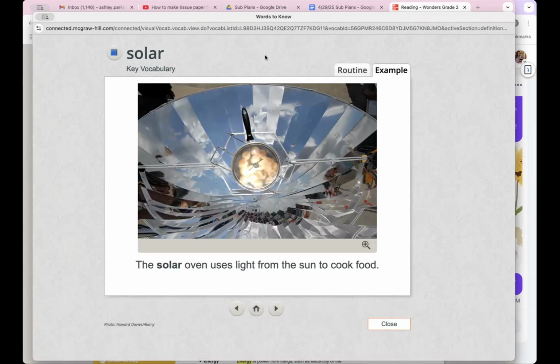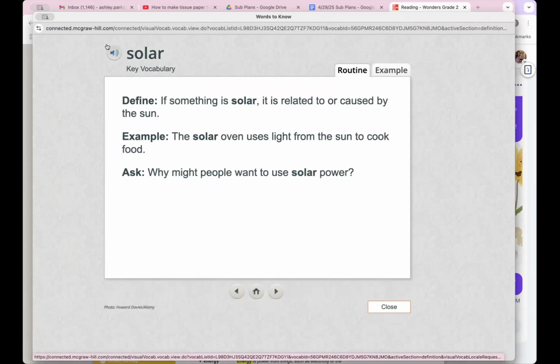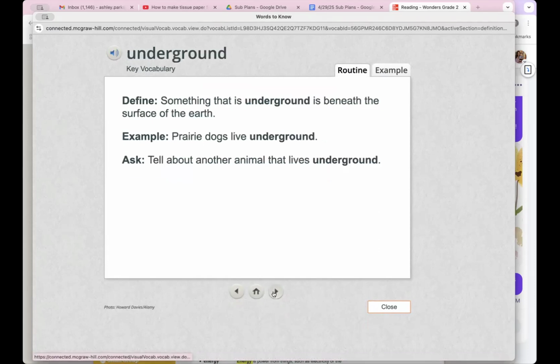Solar. The solar oven uses light from the sun to cook food. If something is solar, it is related to or caused by the sun. Why might people want to use solar power?